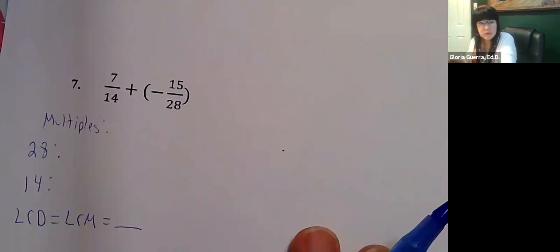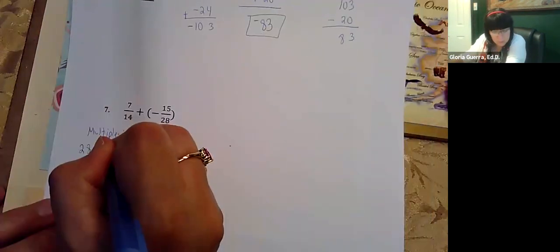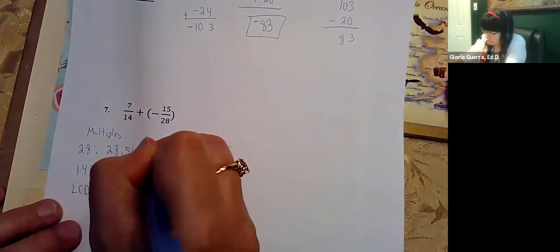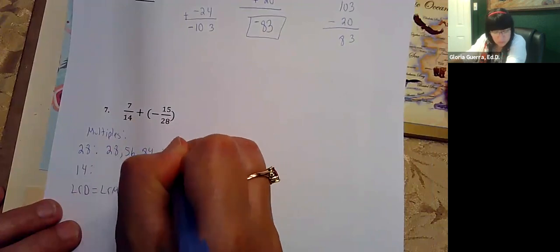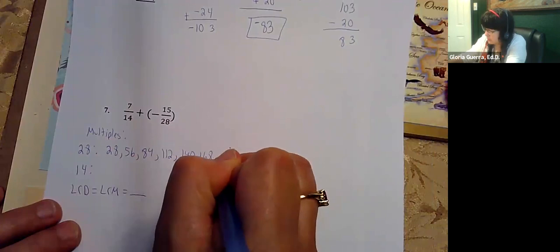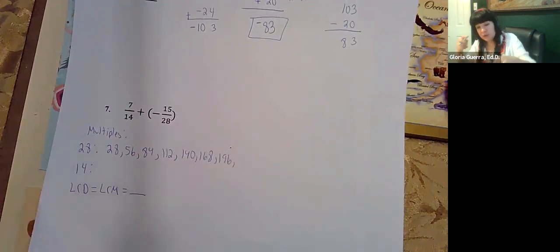Okay, so let's see. So 28 was 28, 56, 84, 112, 140, 168. I think I said I was going to stop at 196. Okay. And remember, if you just find the common denominator, you just multiply the bottom numbers.